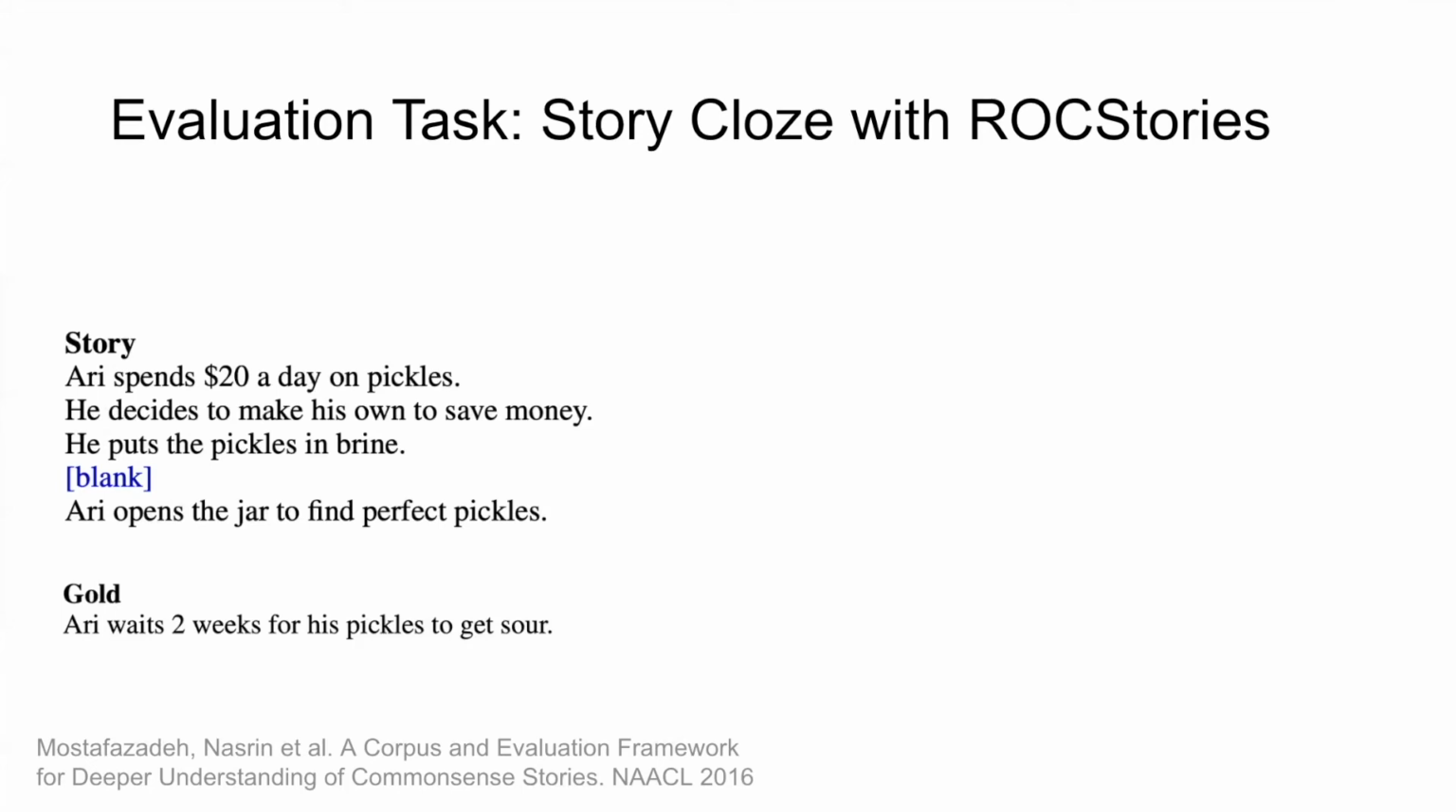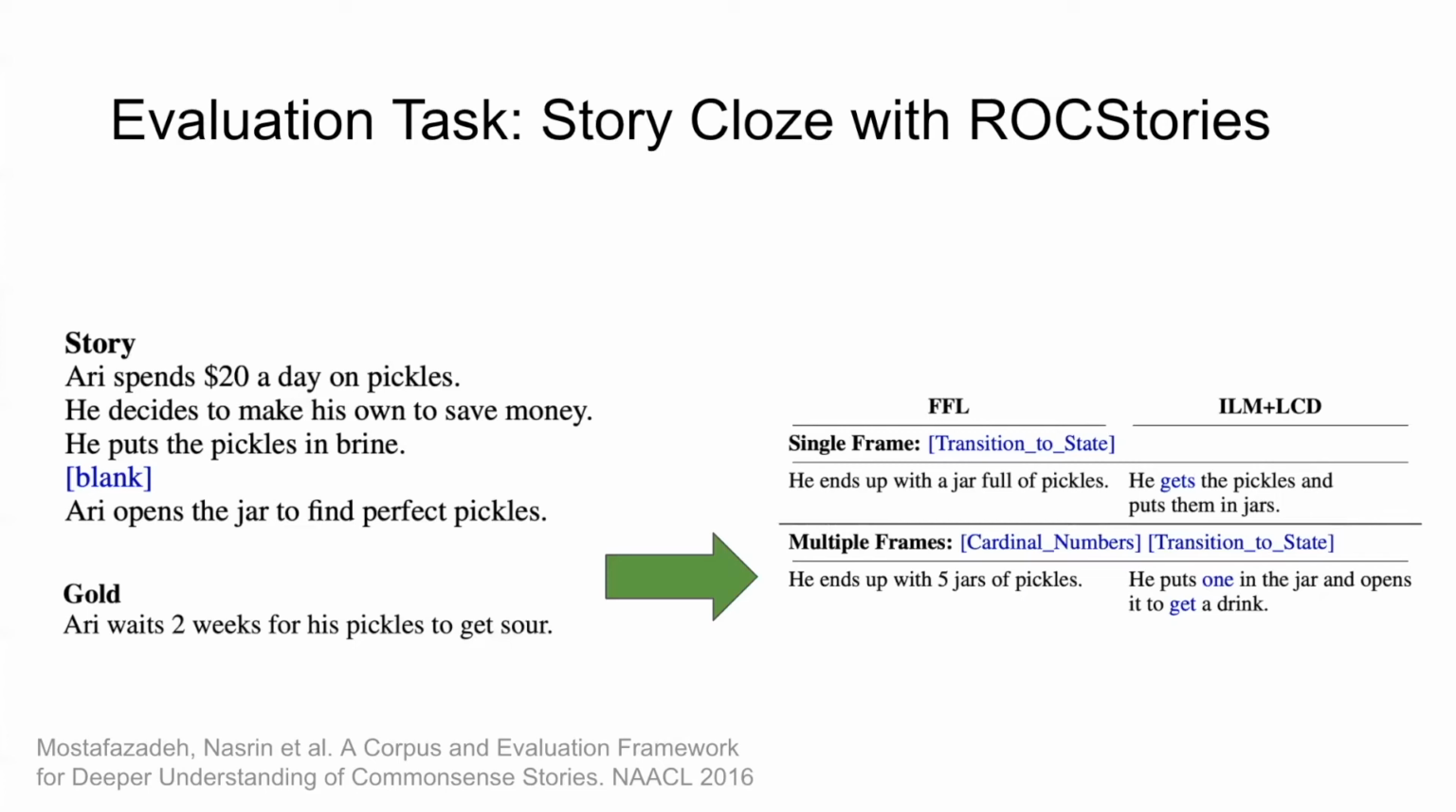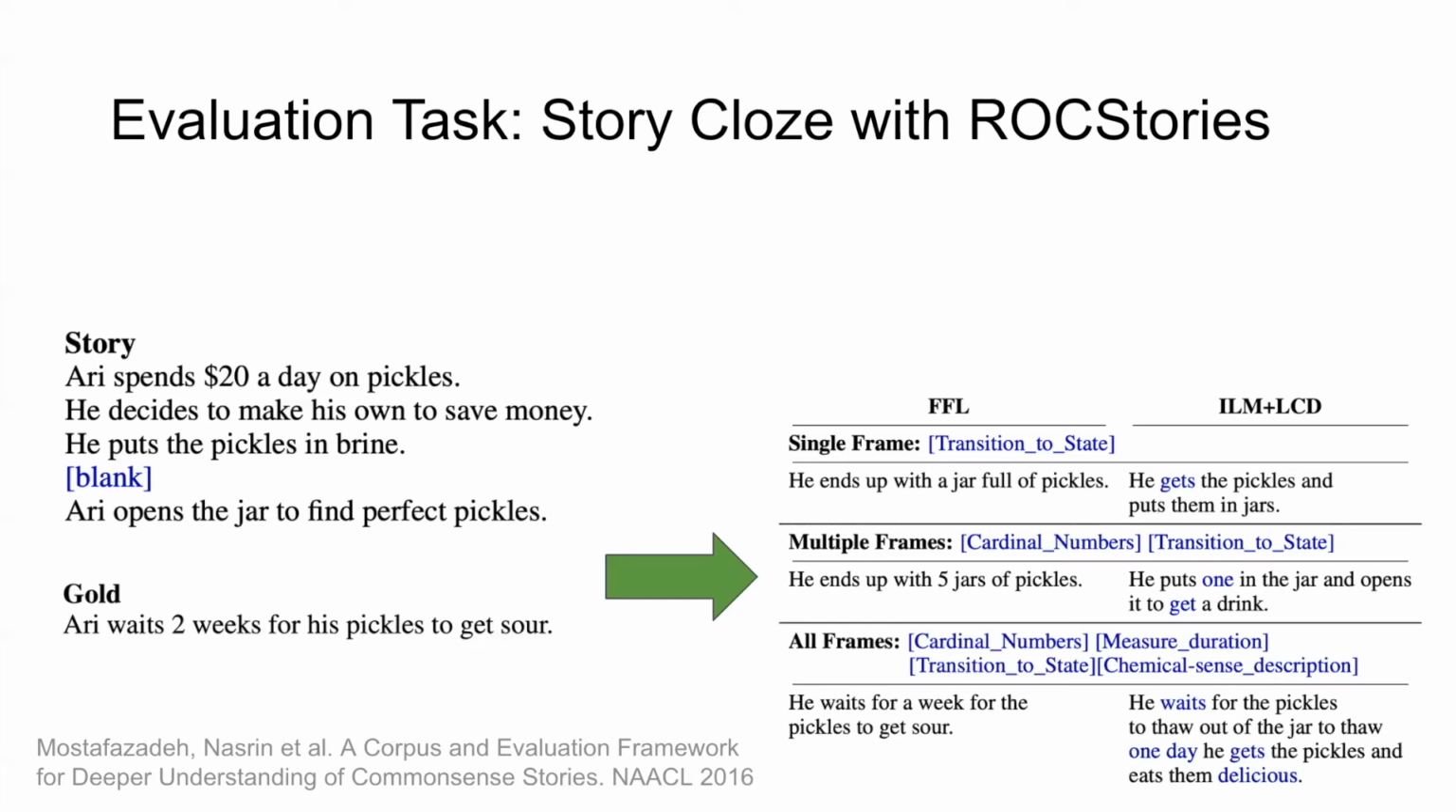To test both proposed methods, we evaluate them on the story close task using the ROCStories dataset. In this setting, we are given a short 5-sentence story with one sentence masked out, and the goal is to predict that missing sentence. We are comparing two proposed methods, the frame-filling approach, or FFL for short, as well as ILM with lexically constrained decoding approach, or ILM plus LCD for short. Both methods are conditioned on the FrameNet frame IDs extracted from the goal missing sentence. We then test both methods on 3 levels of supervision: single and multiple frames, where frames are randomly selected from the goal extracted frames, and all frame settings. We compare these results with ILM, which serves as a baseline model.